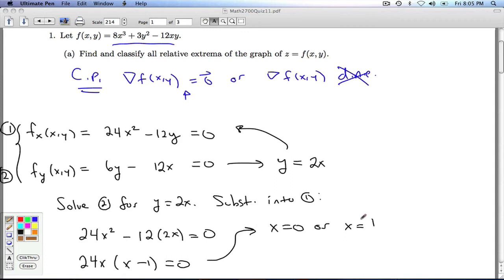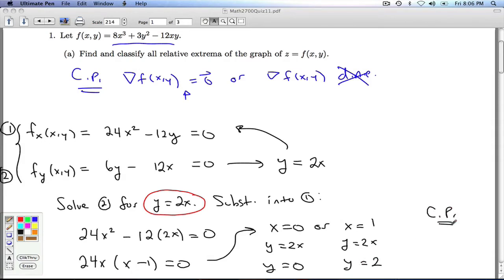Now, the nice thing about the substitution method is I have an equation already solved for y in terms of x. And so that's what I can use at this point. So x equals 0, y equals 2x, so y equals 0. x equals 1, y equals 2x, so y equals 2. And so the long and short of it is I get two critical points. I get (0, 0) and (1, 2). So those are the critical points.